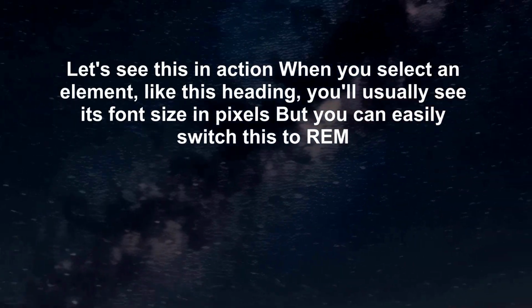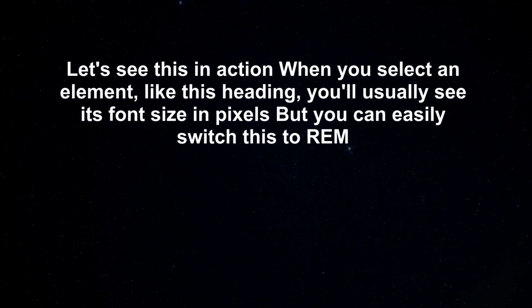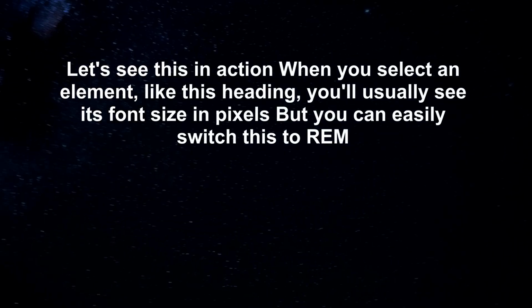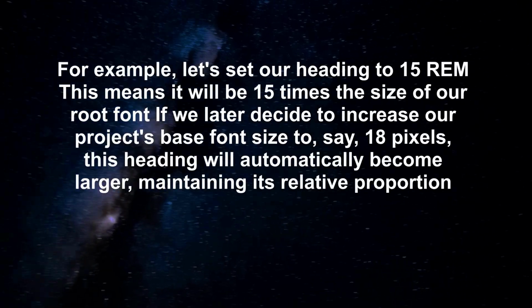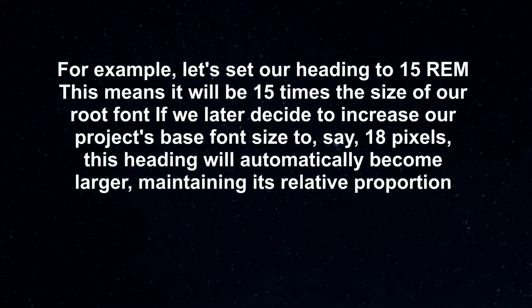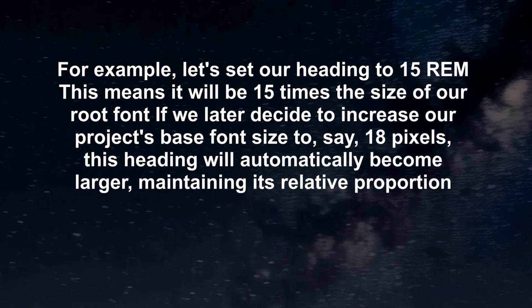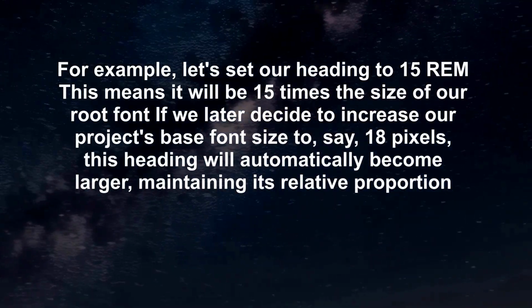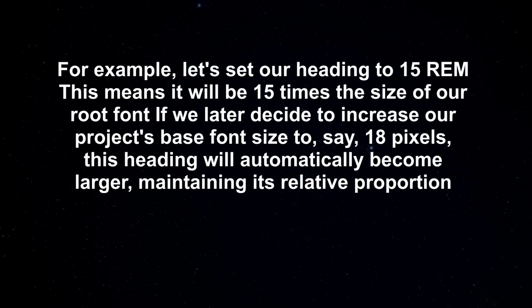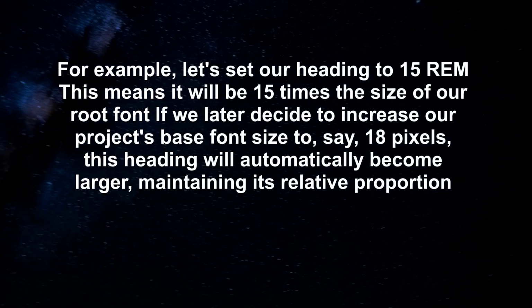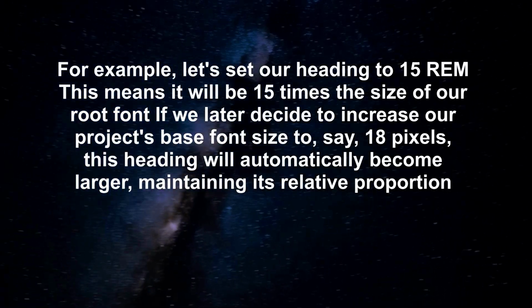Let's see this in action. When you select an element, like this heading, you'll usually see its font size in pixels, but you can easily switch this to REM. For example, let's set our heading to 15 REM. This means it will be 15 times the size of our root font. If we later decide to increase our project's base font size to, say, 18 pixels, this heading will automatically become larger, maintaining its relative proportion.